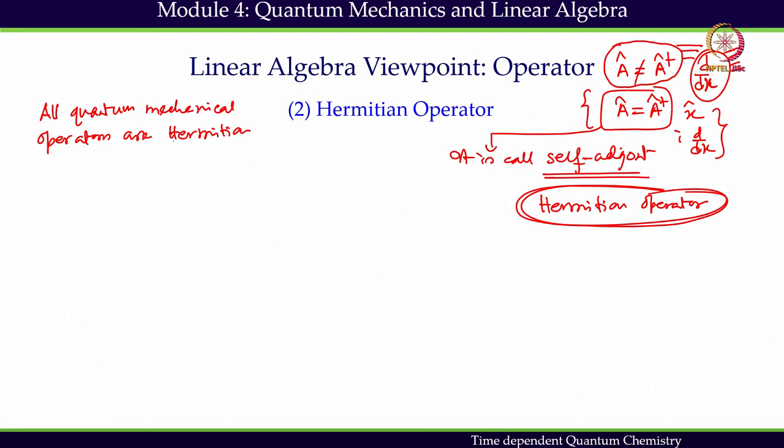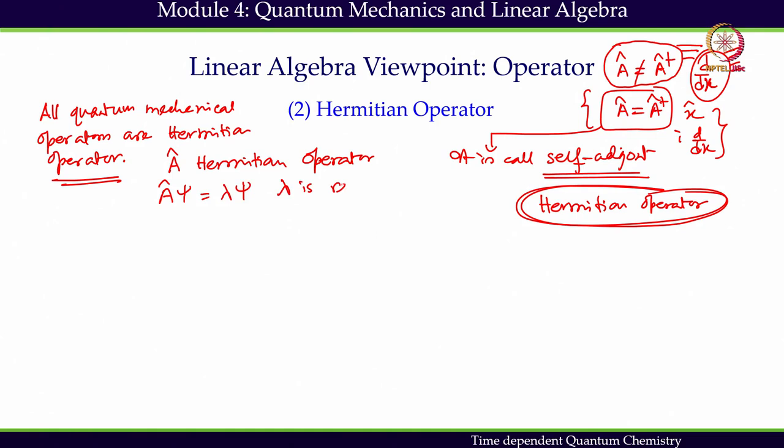All quantum mechanical operators are Hermitian operators, which means that it is self-adjoint, it is equal to its own adjoint. And what we will prove now is, if A is a Hermitian operator, then A acting on psi giving lambda psi, this is called the eigenvalue equation, then lambda is going to be always real. What it suggests is that an important property of a Hermitian operator is that the eigenvalue of a Hermitian operator is real.